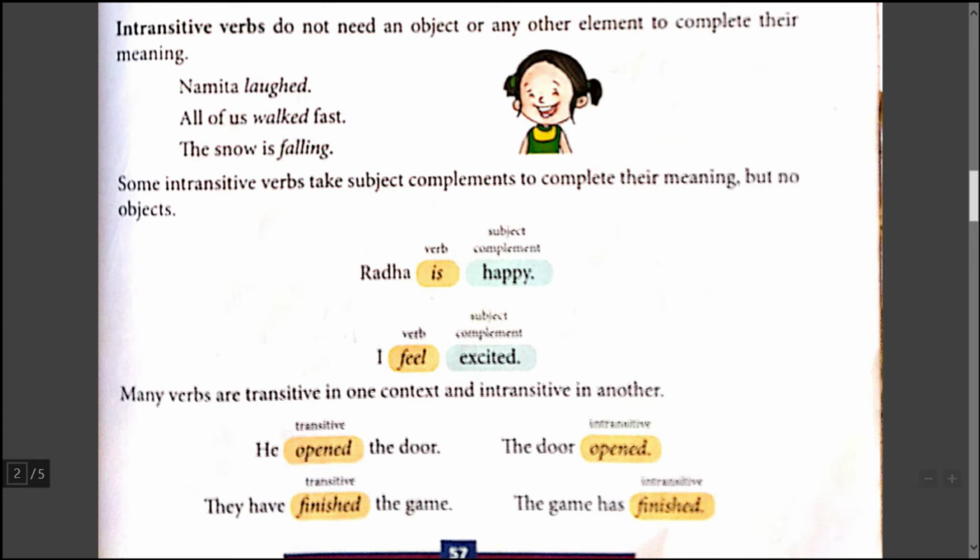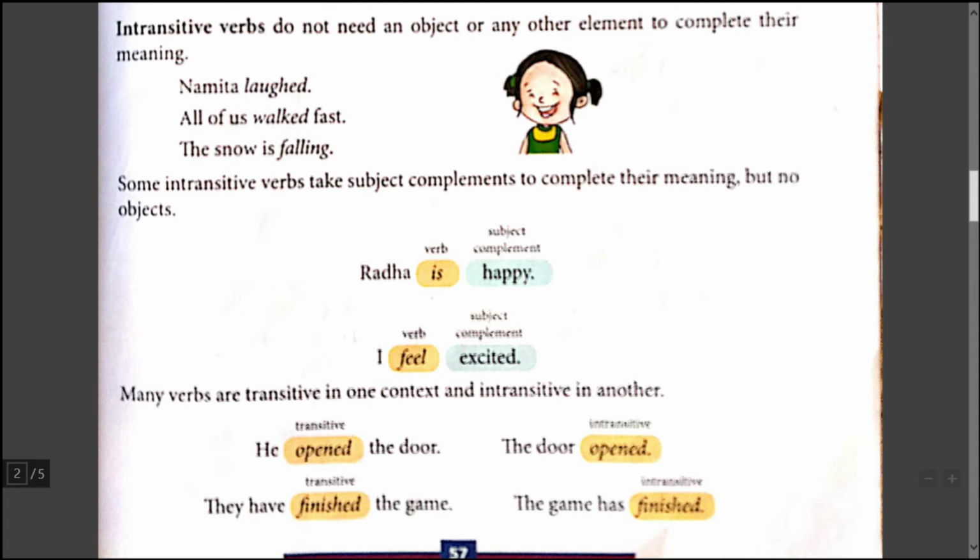Next one, the snow is falling. So what's happening? The snow is falling. So here it is intransitive because here we are using the be type verb is. You have to understand that also. And we are not having any object.